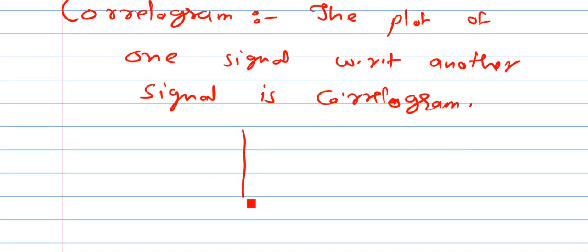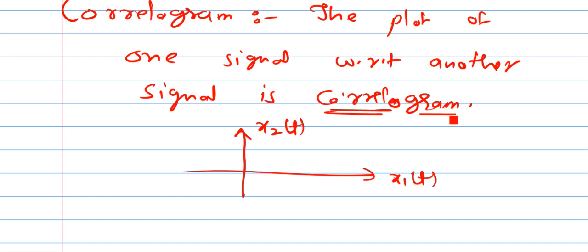That means on x-axis we have one signal and on y-axis we have another signal. And if we plot this x1(t) versus x2(t), we will get the correlogram. So it is a plot of one signal with respect to another signal.